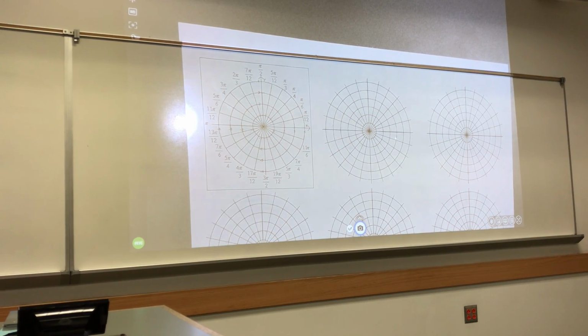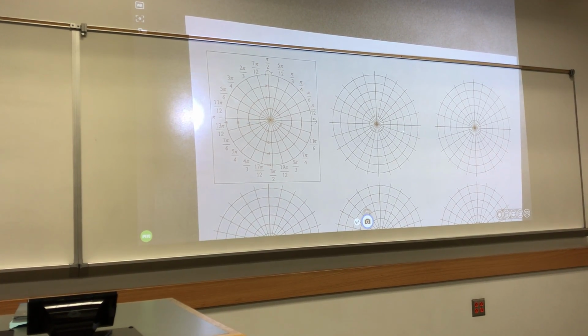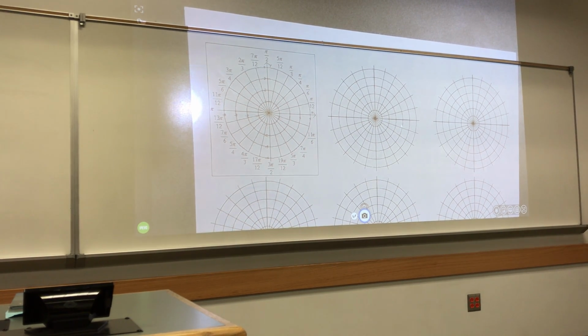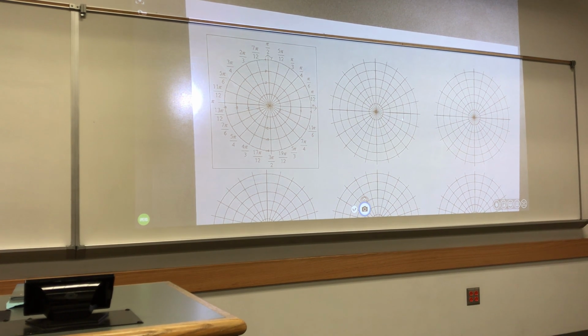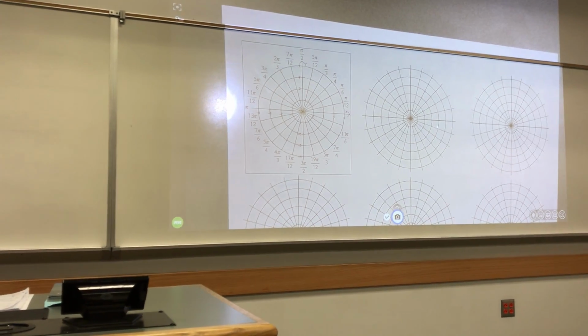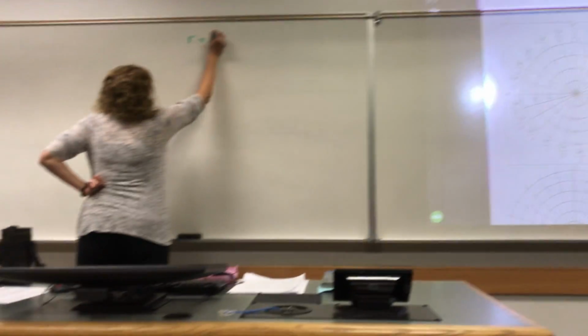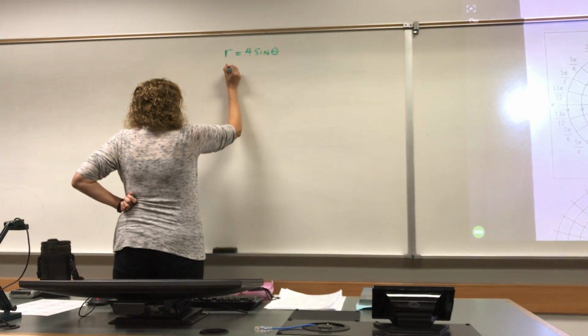So we are going to just start graphing. We're just going to do point plotting. So for example, we are going to graph r equals 4 sine theta.